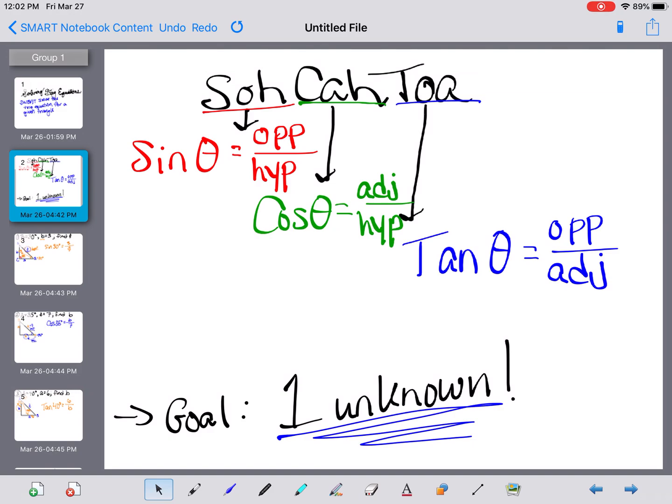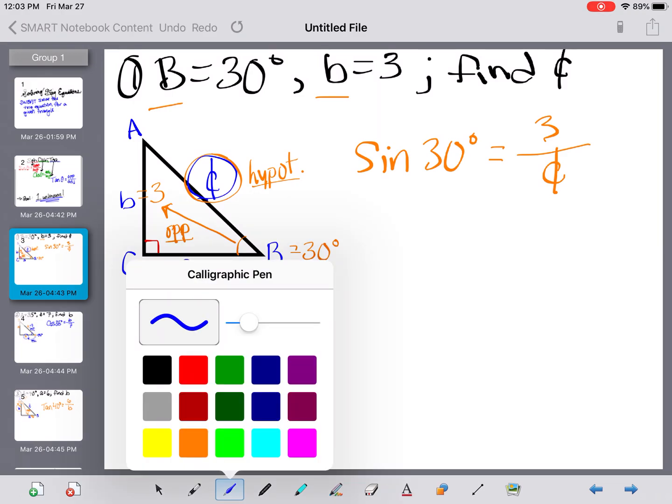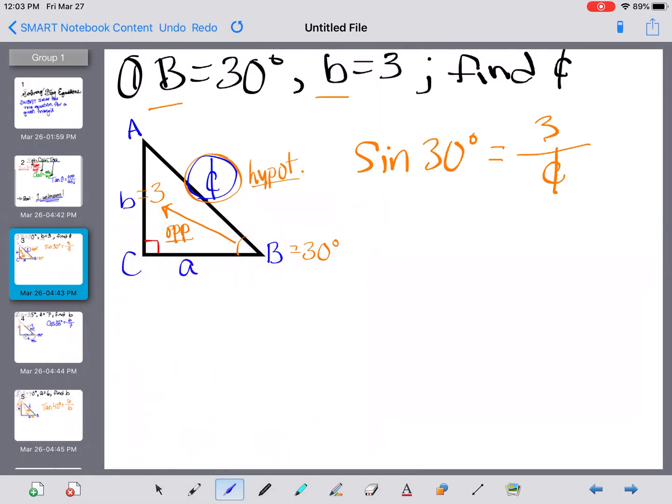Our goal when we wrote these equations was to write ones that had one unknown so that we could isolate and solve that, and that's what we're going to do in this video. In our first example, we were able to write a trig equation which ended up giving us that the sine of 30 degrees is equal to 3 divided by some variable lowercase c. So now we need to isolate that variable. This is actually a problem that tons of students get wrong. Here's how you solve it.